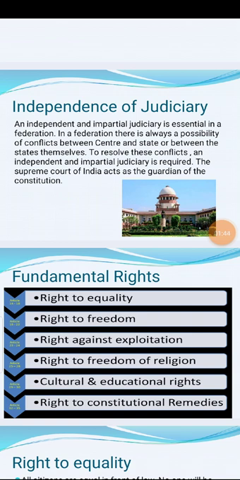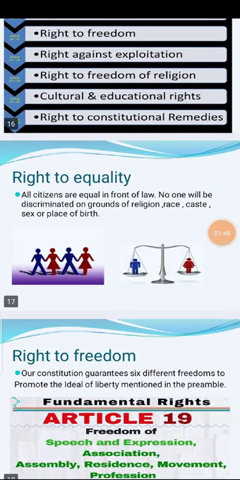Okay, so the first right we have been given is the right to equality. What does the right to equality say? That all citizens are equal in front of law. No one will be discriminated against on grounds of religion, race, caste, sex, or place of birth. According to Articles 14 to 18, the Constitution has declared that all citizens are equal. Okay, this also applies in matters of education and employment.